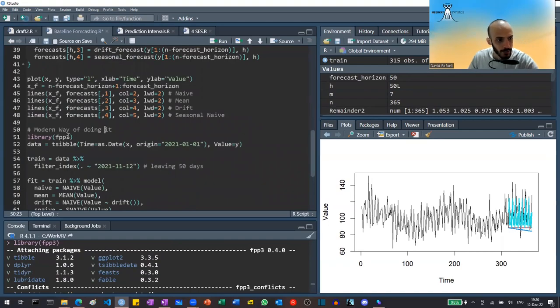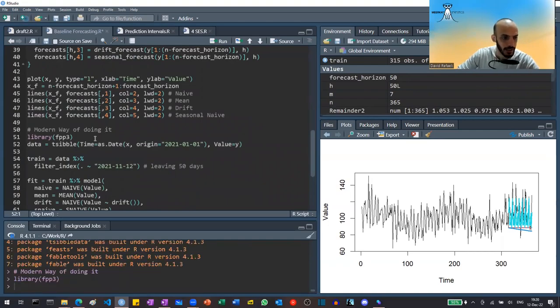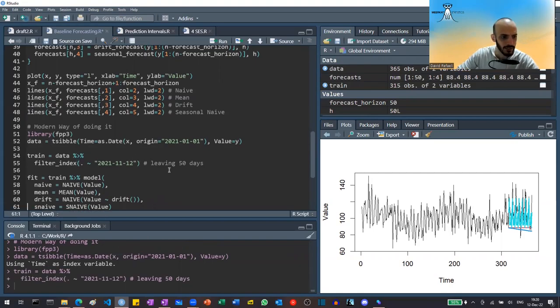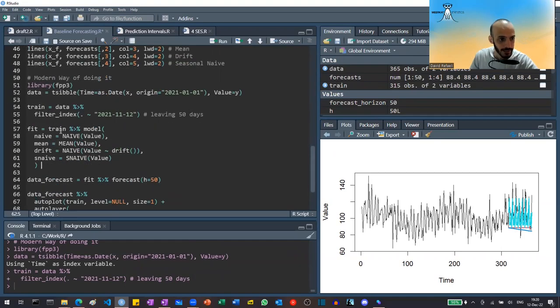Okay, and a more modern way of doing this is we load the fpp3 library, casting the data as a tsibble. And because I want to forecast 50 days, I just use this as a time index. And if I take 50 days before the end of the year, it turns out it's this date. So we take this as the train, and we fit all the different models. So we cast the train data into a model object and we specify which models we want to use. We want to use the naive method. We want to use the mean method.